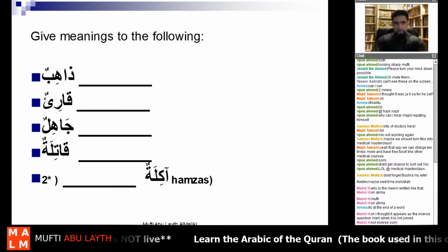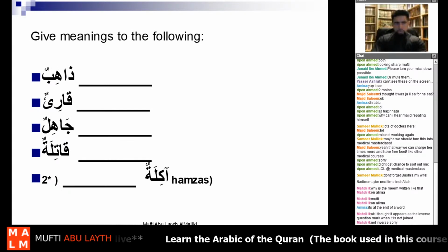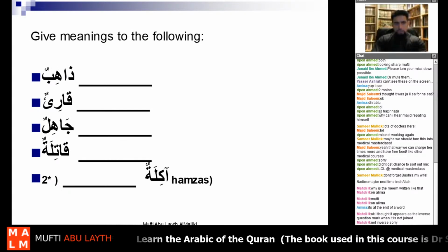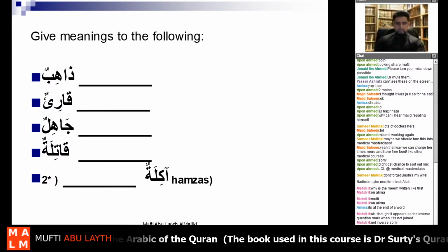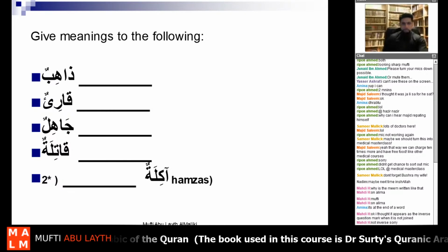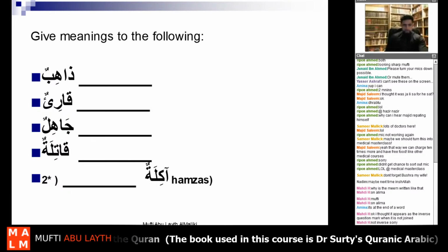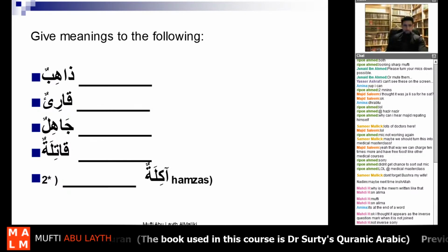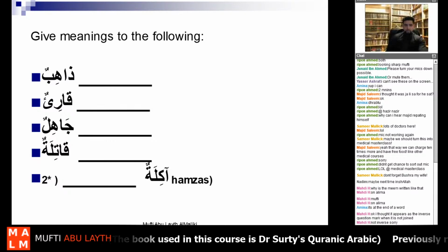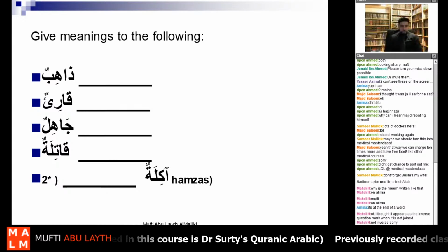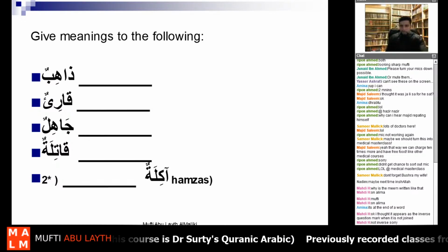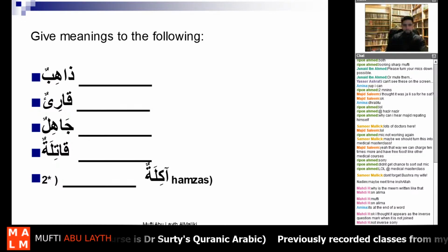Right, now, first of all, what I'd like us to do is translate these. So what do these mean? How would you translate them? You can do that now. Take like 1-2 minutes. I think we could do that in about 2 minutes. Inshallah.